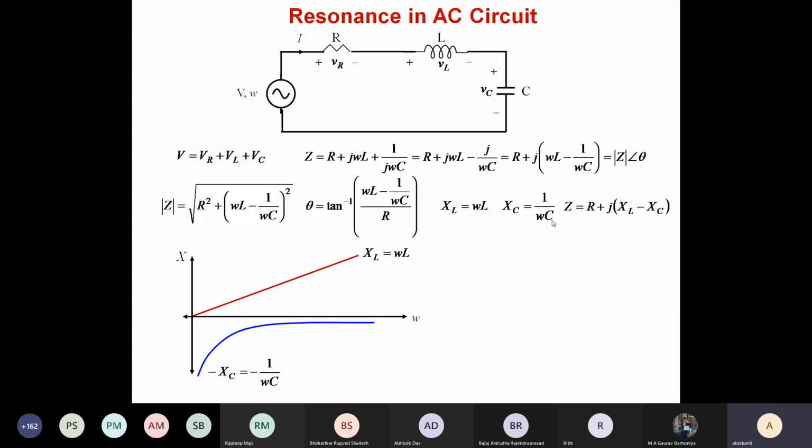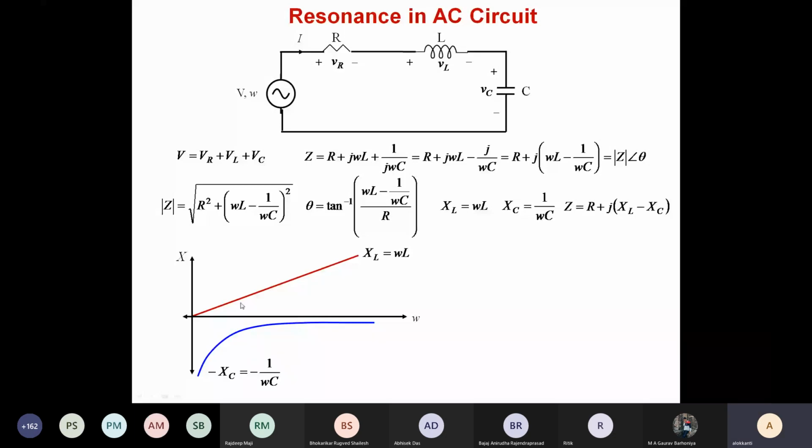So you see, for low values of omega, what is happening? Which one is dominant? The capacitance is dominant. If you see for higher values of omega, the inductor is dominant. So in the lower omega range, the capacitor is dominant. In the higher omega range, the inductor is dominant. And one is positive, the other is negative.